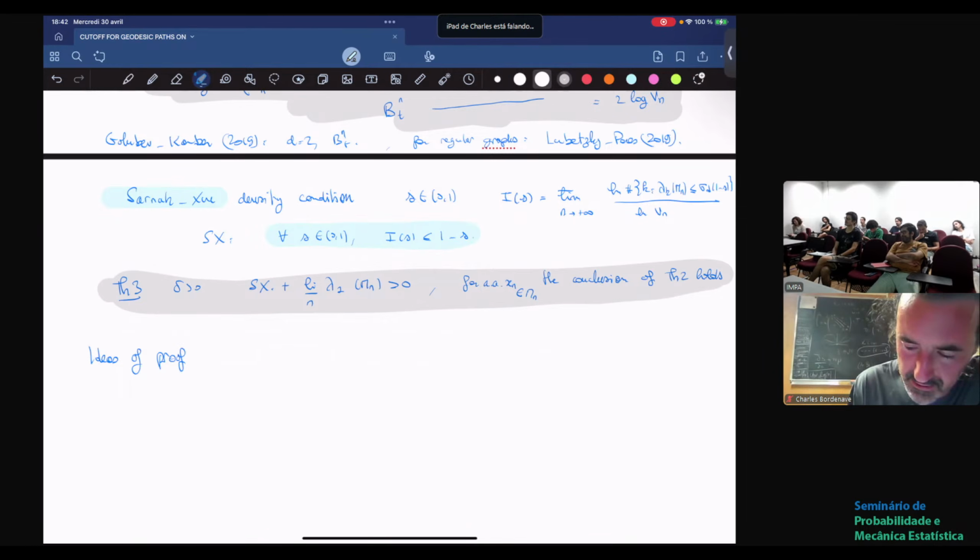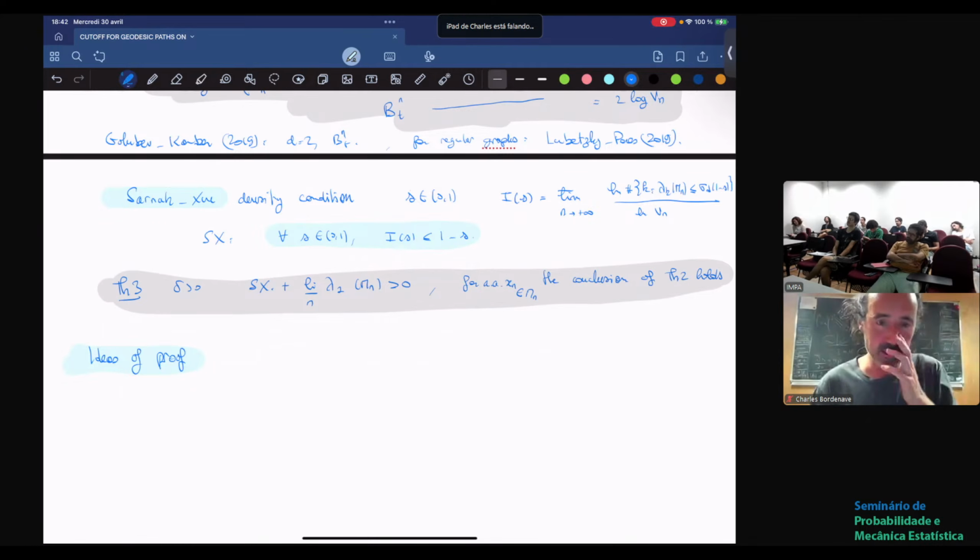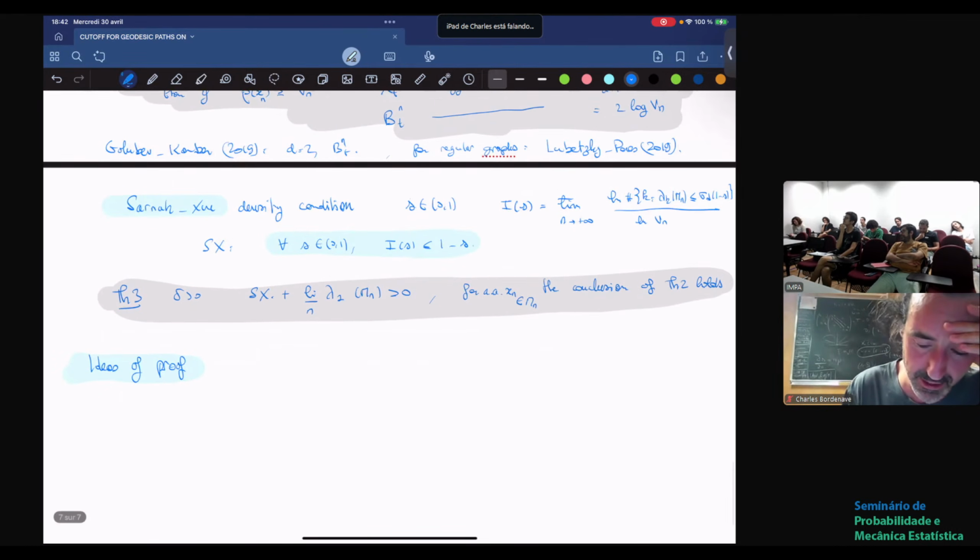So as I said, the paper that started this kind of spectral technique for proving cutoff is the paper by Lubetzky and Peres. This is a spectral strategy that has been used for Ramanujan graphs, so graphs with the largest possible spectral gap. So how does it work? First, I will give you the lower bound, because the lower bound is very easy.